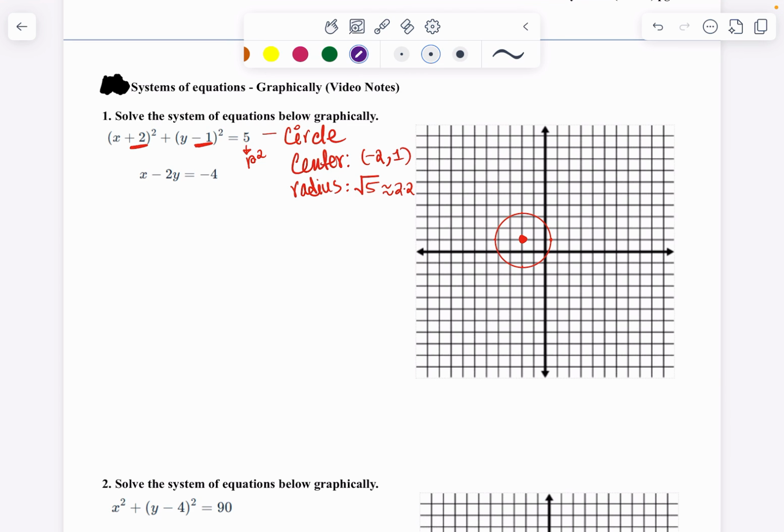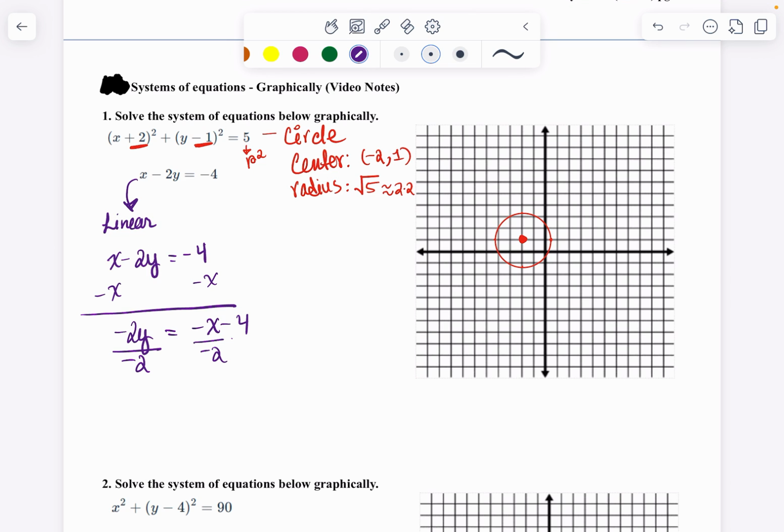The second equation that we have is a linear function. I know that because x is to the power of 1. So we have x − 2y = −4. We have to get the y by itself. So I subtract x on both sides. I get −2y = −x − 4. Then I divide by −2 on both sides, which ends up giving me y = 1/2 x + 2.